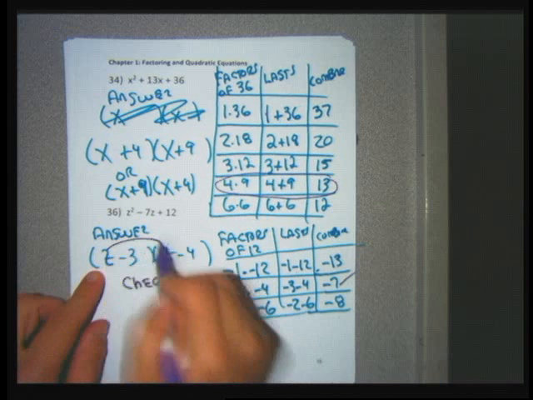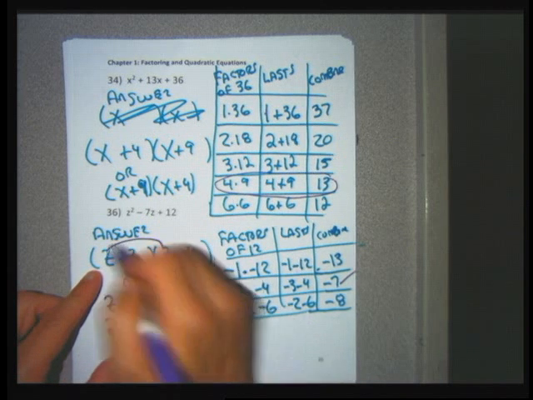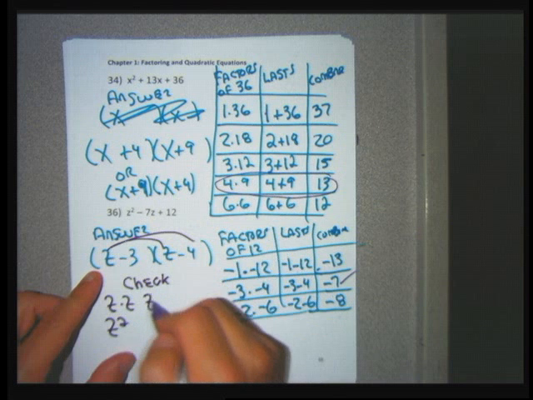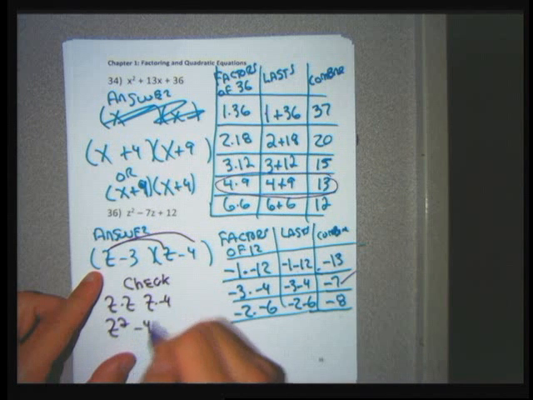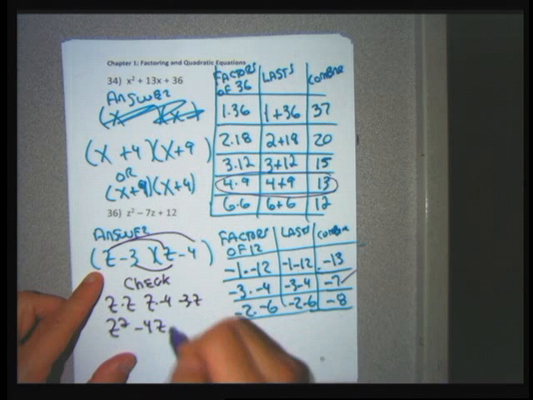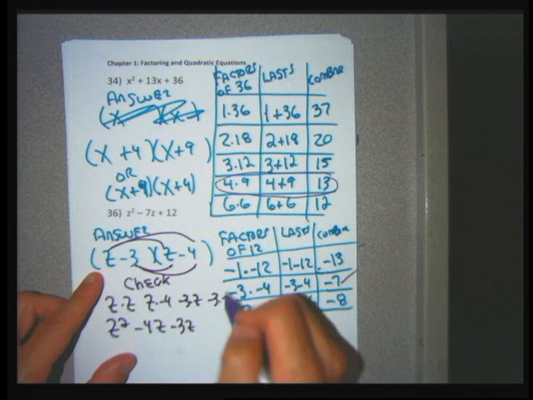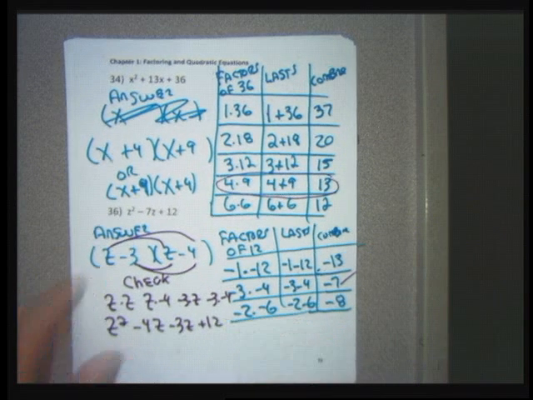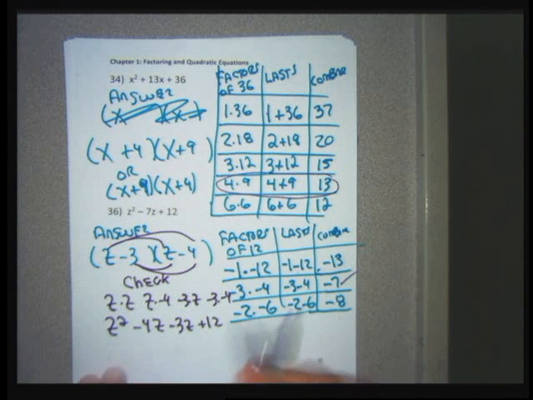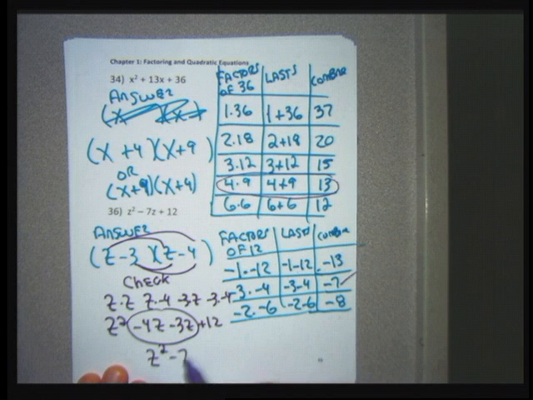Firsts are z times z, which is z squared. Outers are z times -4, which is -4z. Inners are -3 times z, which is -3z. Lasts are -3 times -4, which is a +12. When the outers and the inners have the same signs, you add the numbers and keep them negative. So this whole thing would give me z squared minus 7z plus 12.